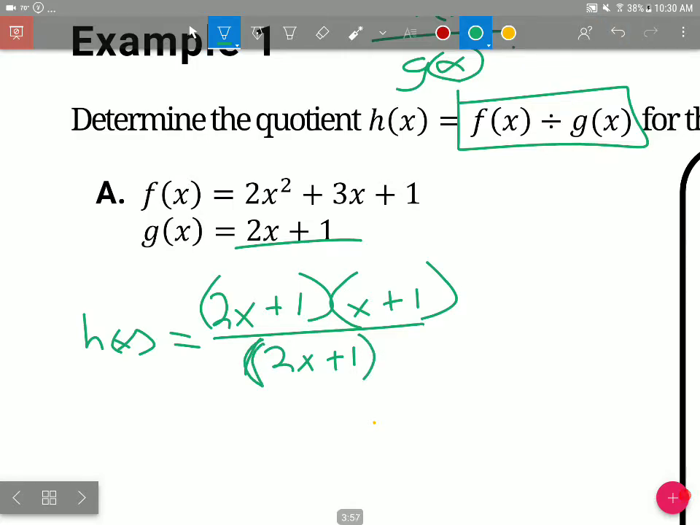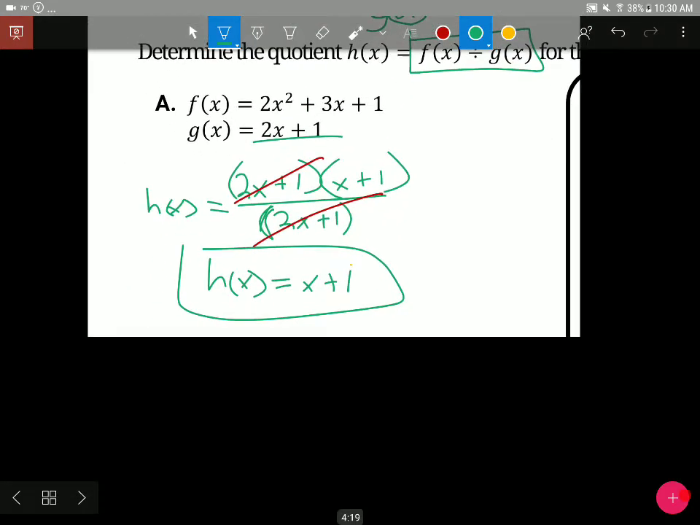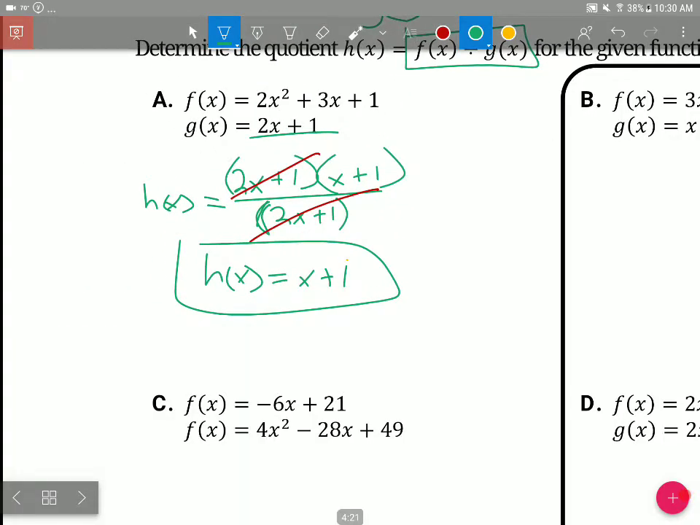So the question, do you see the same things on top and bottom? What do they both have? A 2x plus 1, so that can cancel out. What are you left with? x plus 1. So h of x equals x plus 1. And that's it. That makes sense? All right.